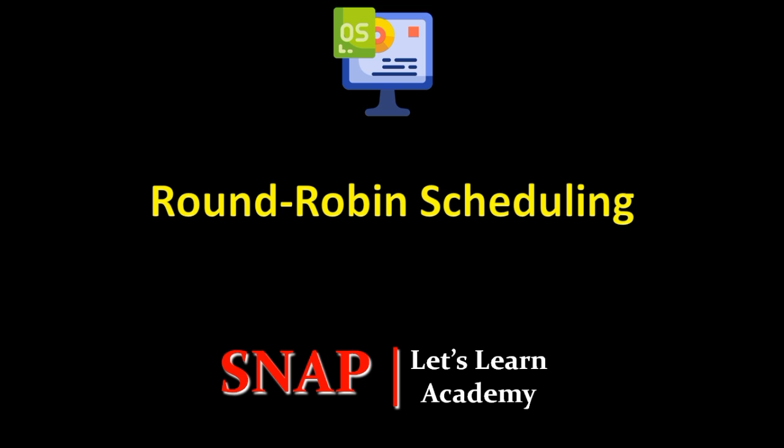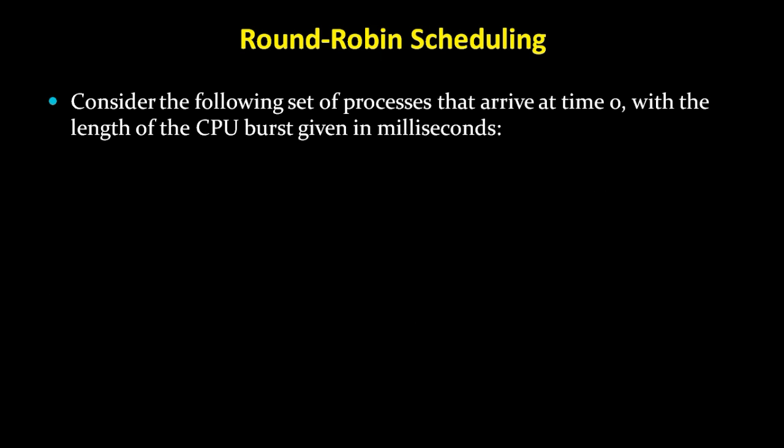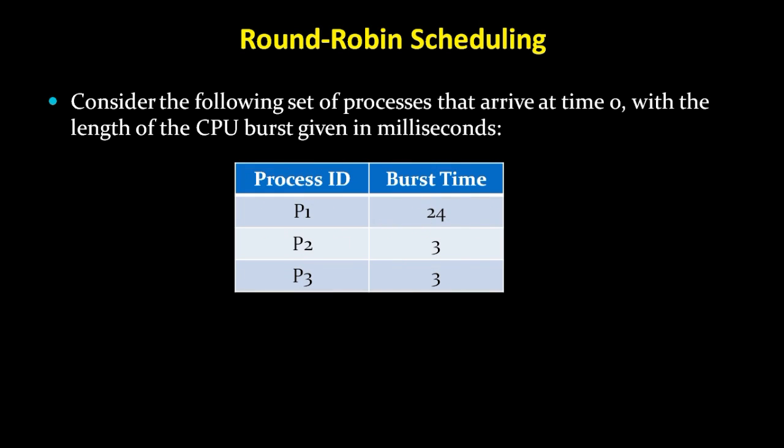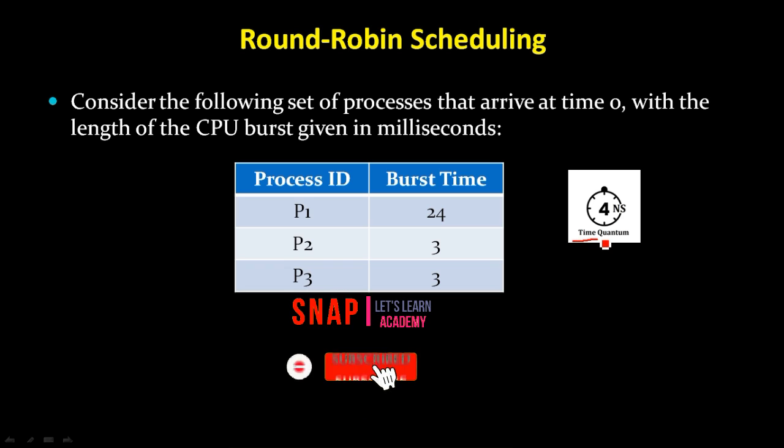In this lecture, we will understand how we can prepare the Gantt chart on the round robin scheduling algorithm and how we can calculate the turnaround time and waiting time of the processes. Now let us consider this table. In this table, we have three processes and their burst times are also mentioned, and we have a 4 nanosecond time quantum.